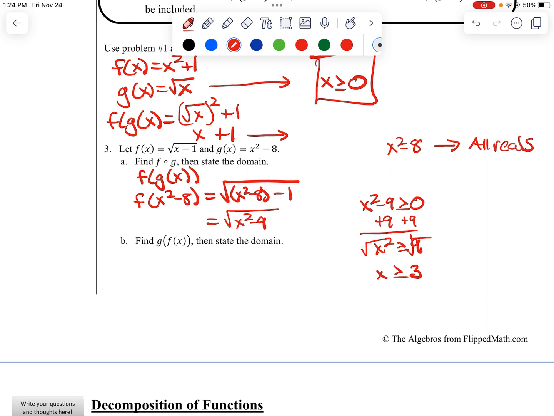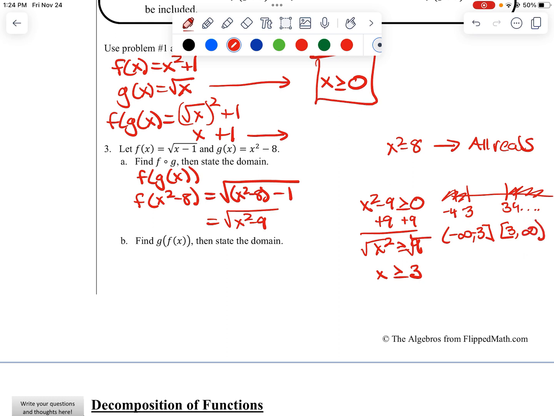Now, when you think about it, that's positive values, right? That's like 3, 4, 5. But it's some number squared. So that's also negative 3, because negative 3 squared would be greater than or equal to 9, and so would negative 4. So we have these two spots on the number line that work. So it could be negative infinity to negative 3, and then again from 3 to infinity.